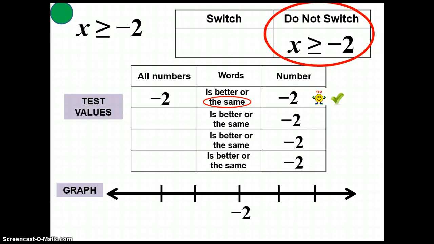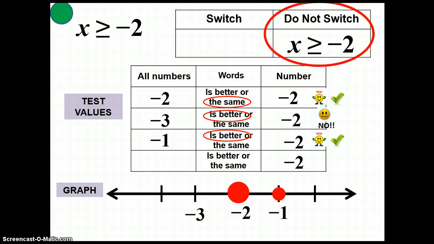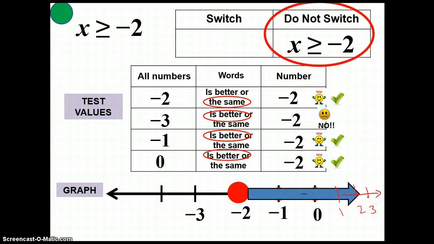Let's try it. What are some other numbers that are better than -2? Is -3 better or the same? No, it's not better. How about -1? Yes. 0, yes. And I could probably include numbers like 1, 2, 3. These are all way better, right, than -2.